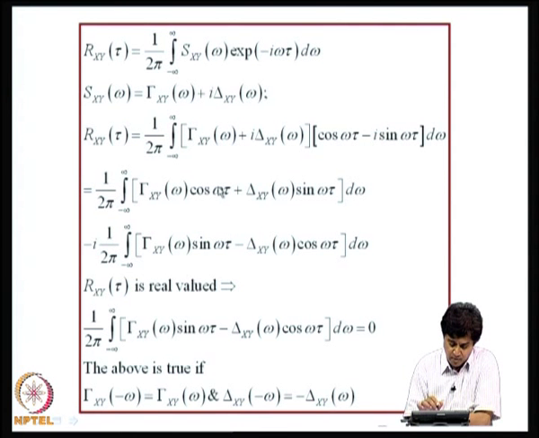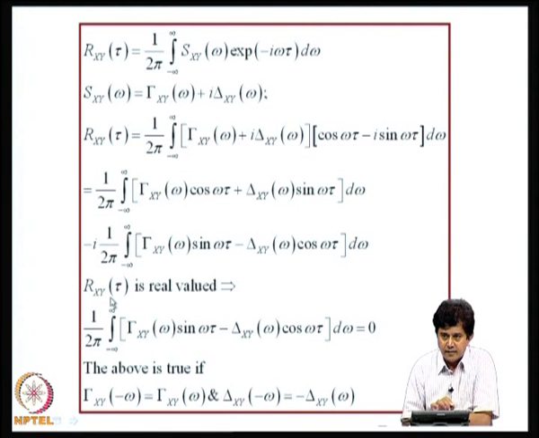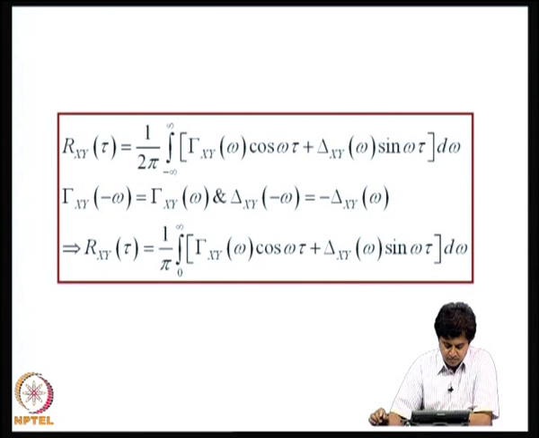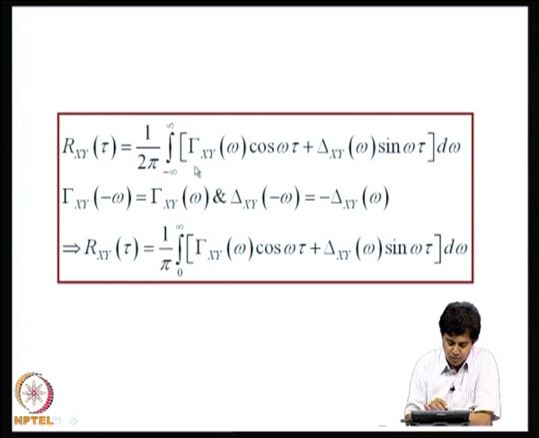Now, although Sxy of omega is complex valued, Rxy of tau is real valued. So, that would mean the imaginary part of this must be equal to 0. Therefore, this second integral must be 0. From this it follows that gamma xy of omega is an even function and delta xy of omega is an odd function. That ensures that Rxy of tau is real valued. So, this is a summary of the relationship between Rxy and gamma and delta.